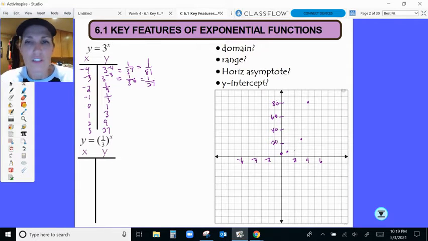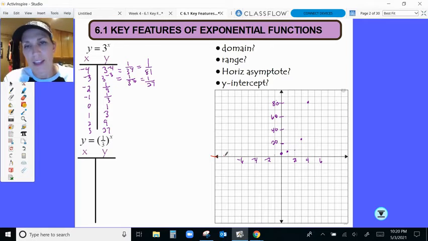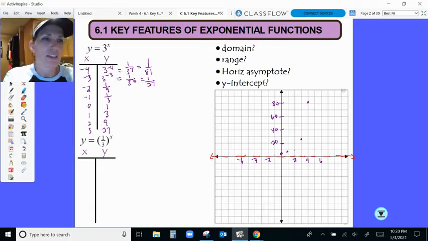If we go backwards here, -1 is 1/3, right? It's 1/3, and it gets closer and closer. And 1/9, 1/27, 1/81. We never quite get to that x-axis. And so this becomes my asymptote. So horizontal asymptote. You guys remember what asymptotes are? Okay. So it never quite gets there. It gets very, very, very, very close.